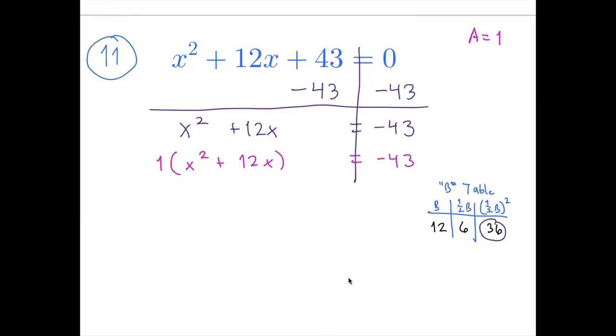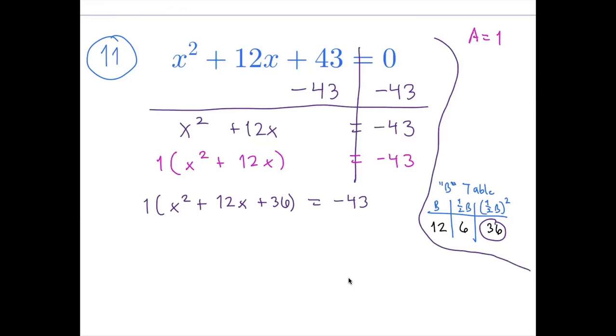So we're going to circle it. Remember, the 36 on the left side is going to be added into the parentheses. So we're going to basically have 1 parentheses x squared plus 12x plus 36 equals. And on the right side, we had negative 43, but remember, we need to add something to it. Since we added 36 to the parentheses, you just need to multiply the A that you factored out by that 36, but it's just 1 times 36. So it's just going to be plus 36, just like that.